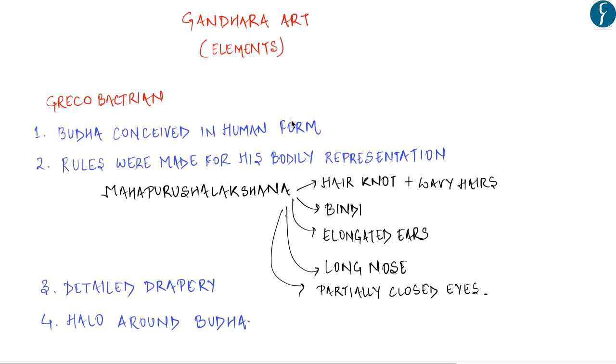Now, the first and the most important change introduced by the Indo Greek art was that Buddha was conceived in human form for the first time in Gandhar. Before the introduction of Greek art into India, Buddha had never been conceptualized in image form or idol form. Buddha had always been represented with the use of symbols. Let us understand this with an example of images.